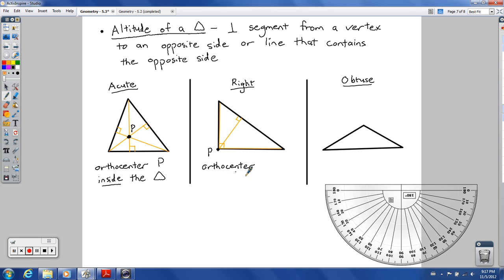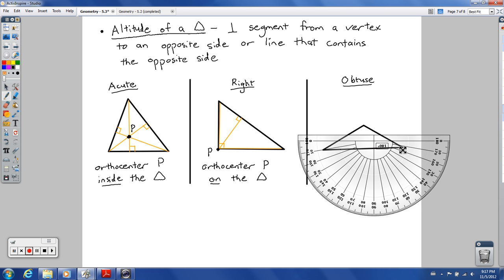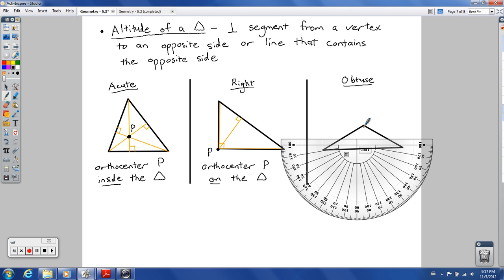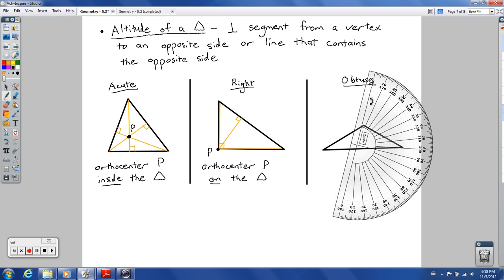And let's just keep it consistent the way I had it before. Orthocenter P is on the triangle. And over here, what do you got going on over here? So same thing. Vertex, find each vertex, connect it with the opposite side at a 90-degree angle.